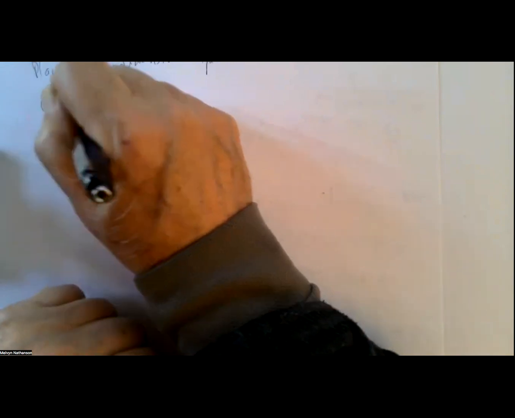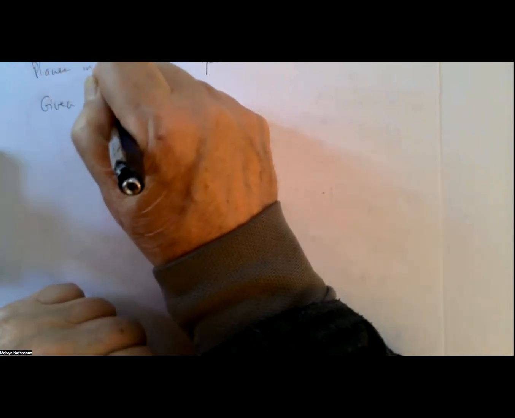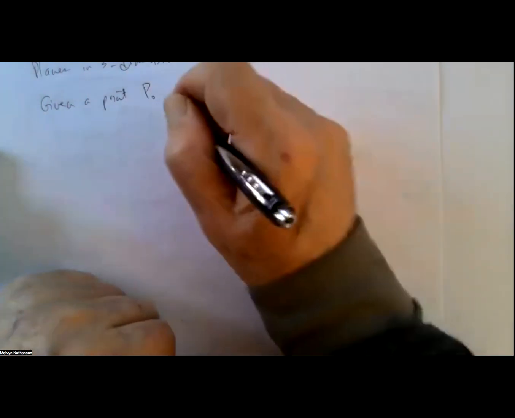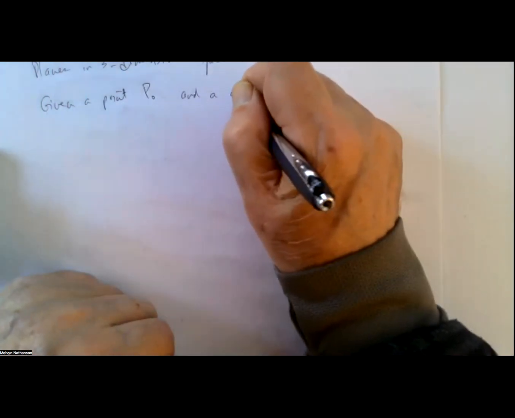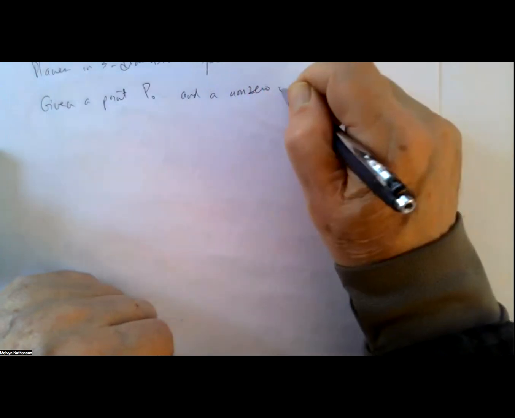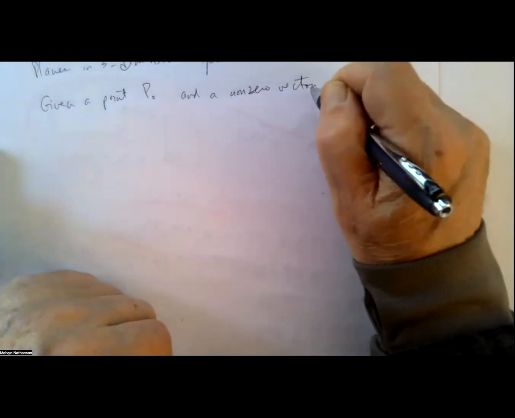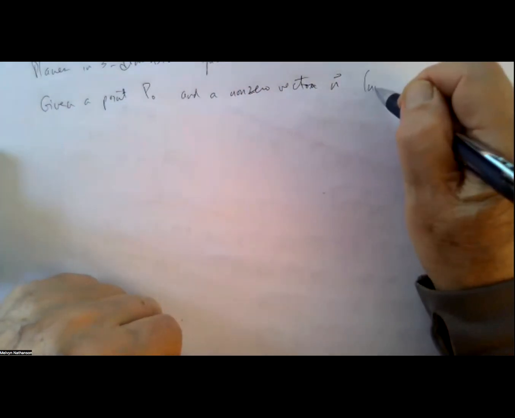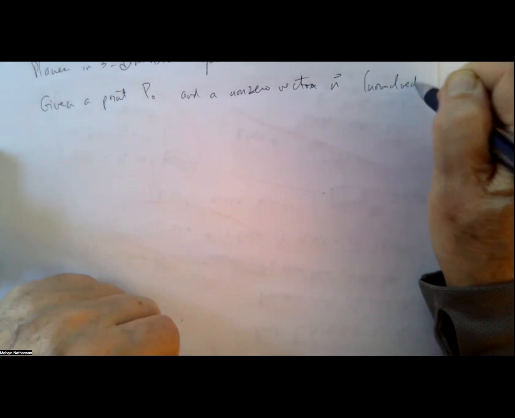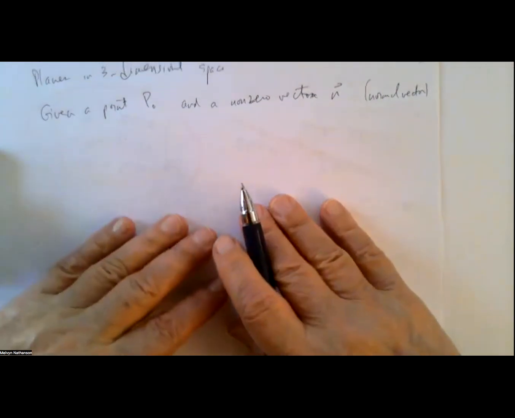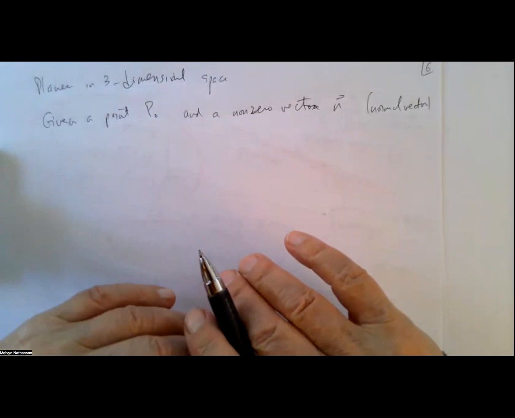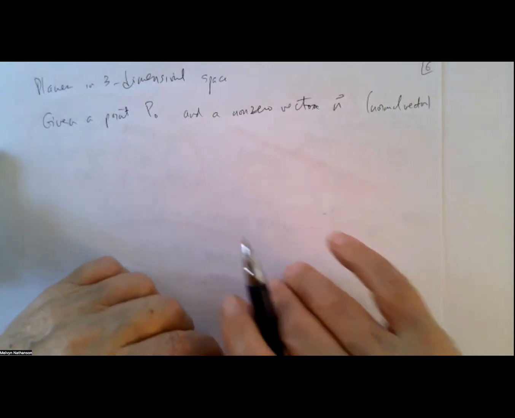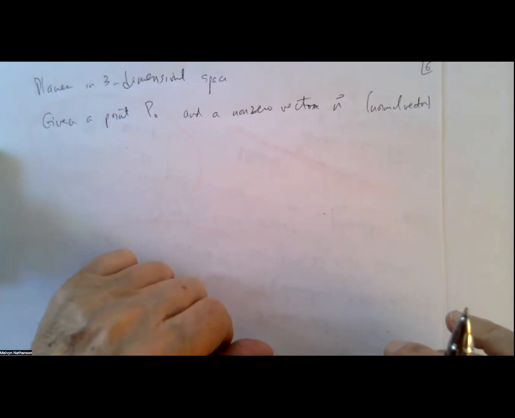So, given a point P naught and a non-zero vector n, which we call the normal vector. Remember, for a line, we had a direction vector, a point and a direction vector. For a plane, we have a point and a normal vector.